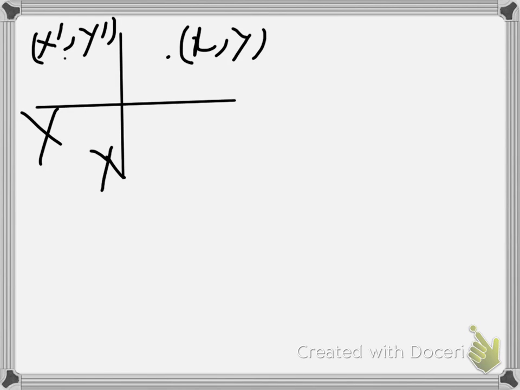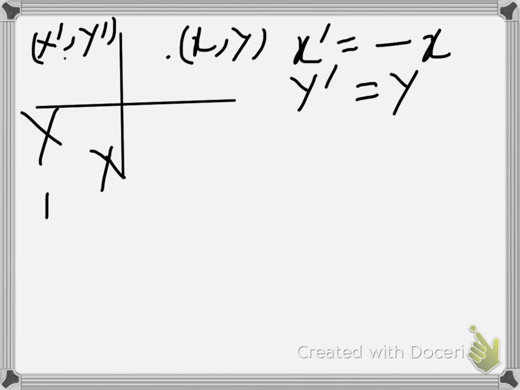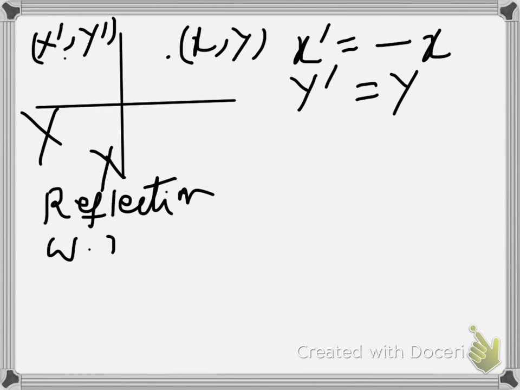Now if you can observe, x dash is going to be equal to minus x and y dash is going to be equal to y, and this was reflection with respect to y axis.